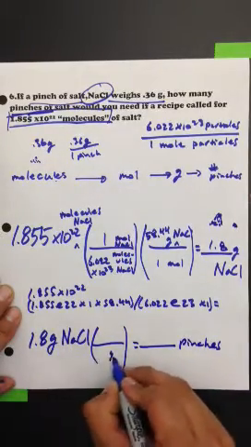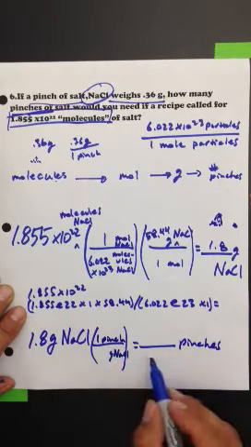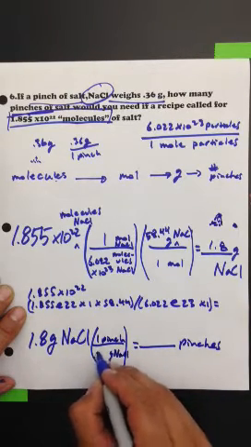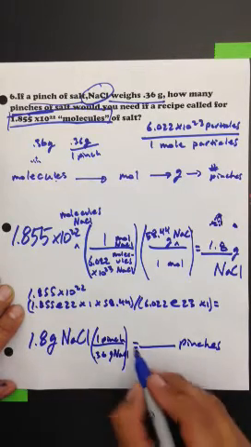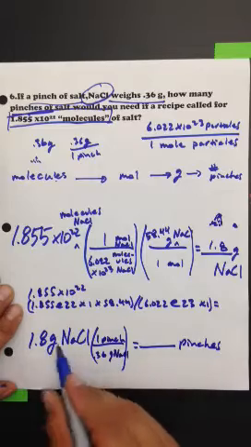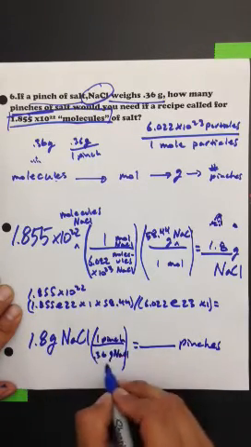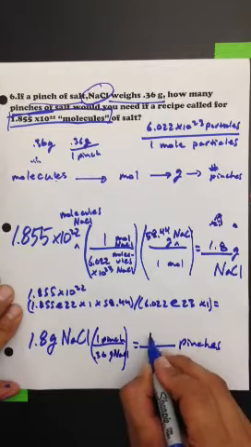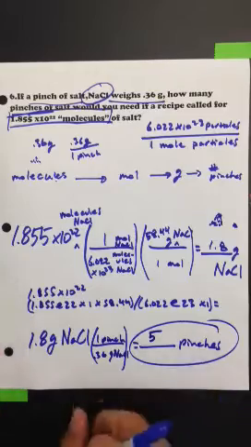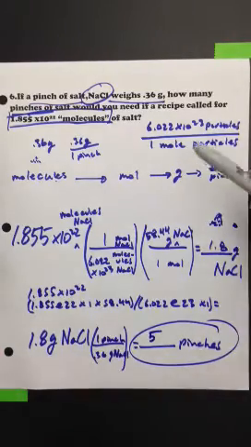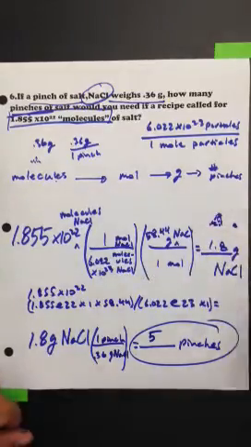So this is grams of NaCl to a pinch. How many grams per pinch? Something like 0.36. That's actually an official weight for a pinch of NaCl. Who knew? This times this divided by this is about 5. Yeah, 5 pinches of salt. So when someone asks you in molecules, you know how to calculate it.